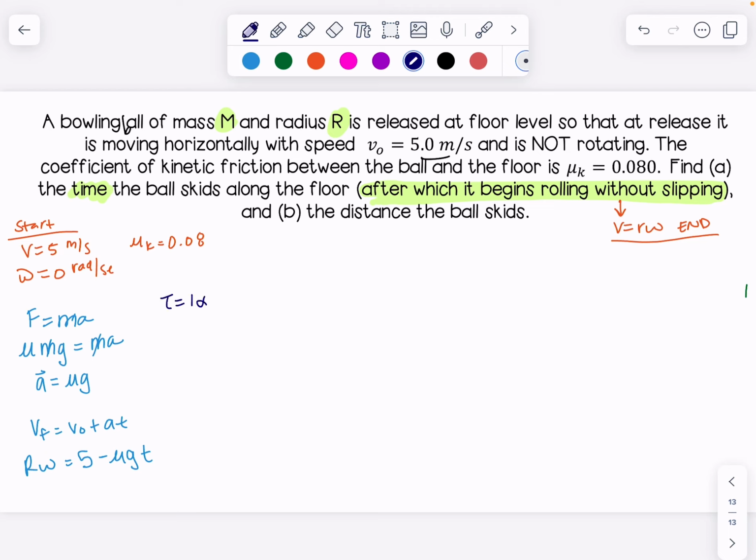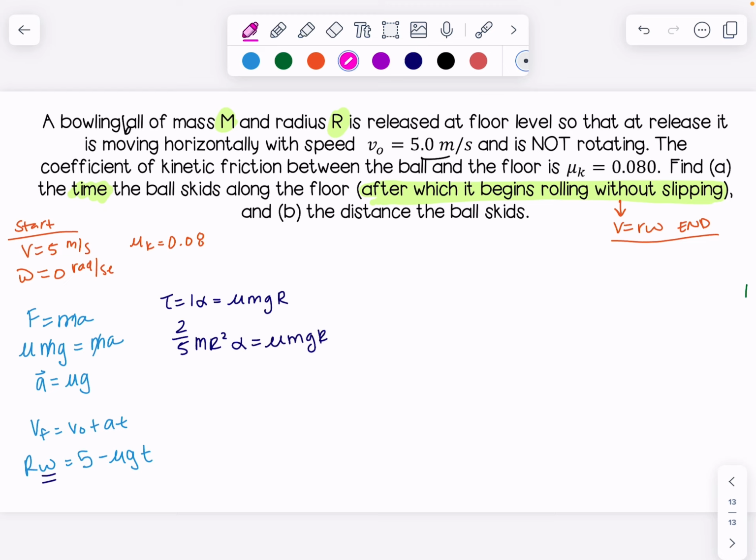Torque is equal to I alpha, which is equal to our force, which once again is mu mg, and then its distance away, which is R. Now, in this case, because it's a bowling ball, we're assuming that it's a perfect uniform sphere. We're going to say our I is 2/5 mr squared. For now, because I am actually trying to get an expression for omega, I'm going to leave alpha as alpha.